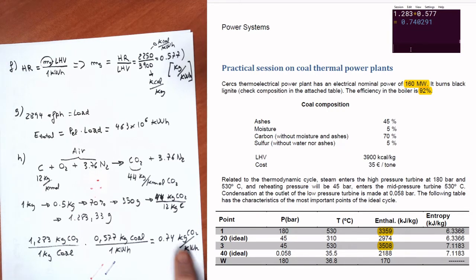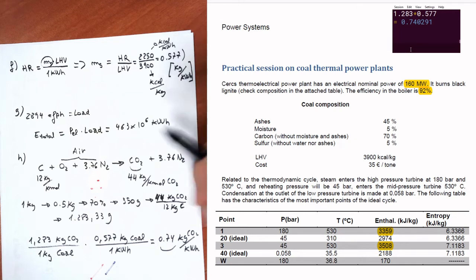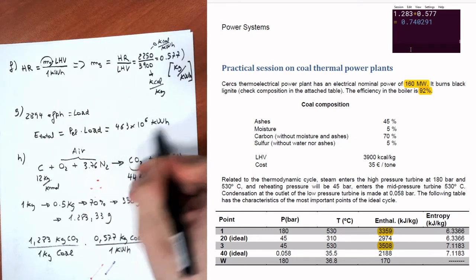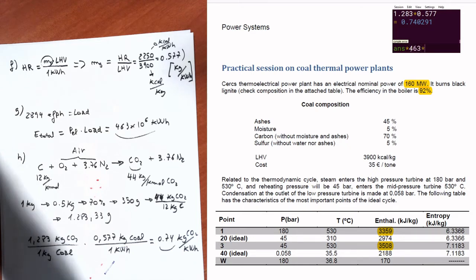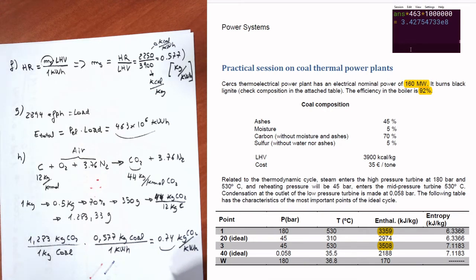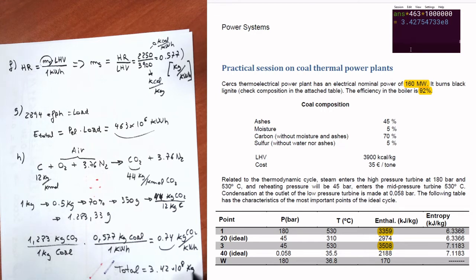Okay, and for the total emissions, we need to multiply this value by the total amount of kilowatt hours that we produced. So multiplied by 463 times 1 million. Okay, this is the total amount of kilos, so the total is 3.42 times 10 to the 8 kilos of CO2. You can see the total amount of emissions is huge.